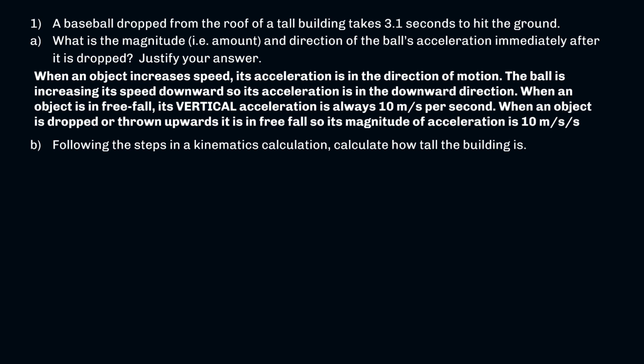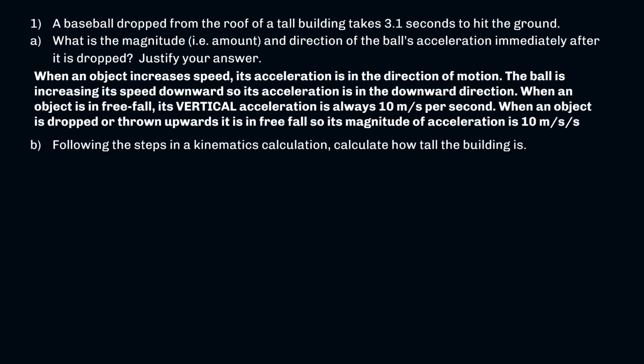When an object is in free fall, its vertical acceleration is always 10 meters per second squared. I'm then going to say when an object is thrown upwards or dropped, it's in free fall. So then we know that the magnitude of the acceleration is 10 meters per second squared. So that's my whole justification for that. Again, something that's dropped downwards, its acceleration is always going to be down. We're going to talk about that in a second on another question where we throw something upwards.